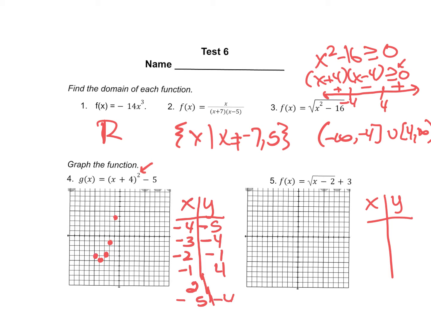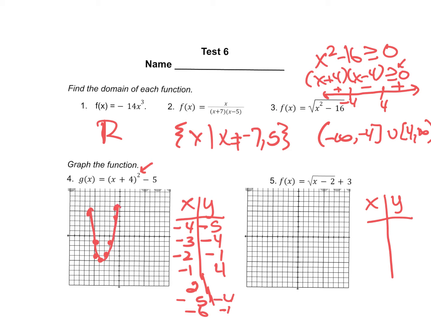You can start seeing the parabola pretty well now. Negative 6 would be negative 2 squared, which is 4, minus 5 is negative 1. So negative 6 is negative 1. You can definitely see the parabola taking shape here. So I'm just going to go ahead and connect the dots. Not a very good one, but there's my parabola.